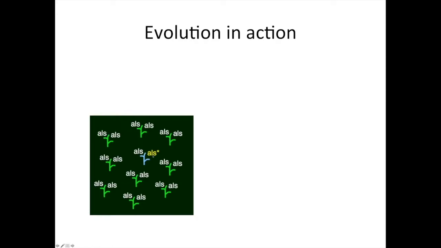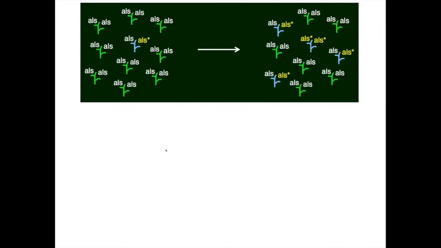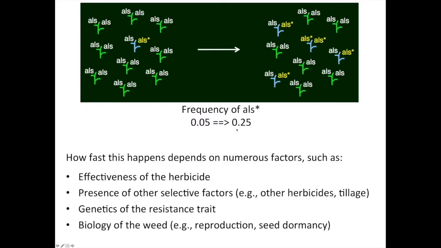So then when you spray the herbicide, it kills off the sensitive plants. The resistant plant, because it has that resistant allele, survives and transmits its alleles to the next generation, and this is what it looks like. Here's the initial population. After spraying, you can see an increase in that resistance allele. And in fact, we can quantify that. In this particular cartoon, it went from a frequency of 0.05 to 0.25.